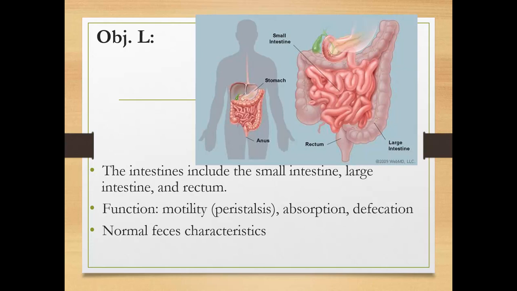The large intestine, which is the colon or large bowel, is about 5 feet long and about 3 inches in diameter. The colon absorbs water from waste, creating stool. As stool enters the rectum, the nerves there create the urge to defecate or have a bowel movement.